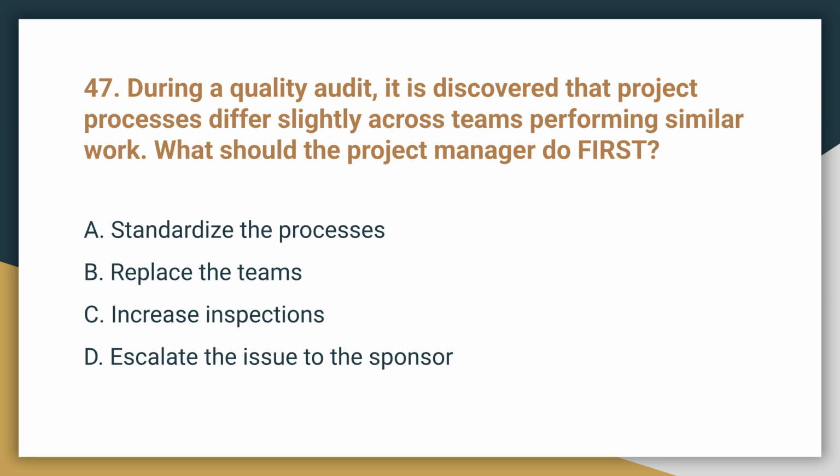Question 47. A quality audit reveals project processes differ slightly across teams performing similar work. What should the project manager do first? The best first step is A. Standardize the processes. Standardization improves consistency and reduces unwanted process variation.